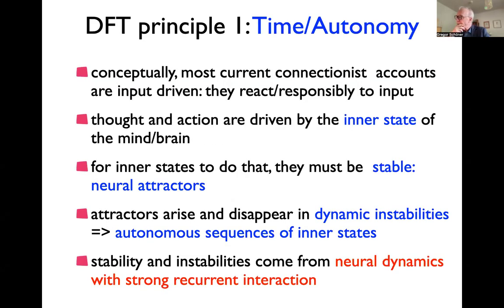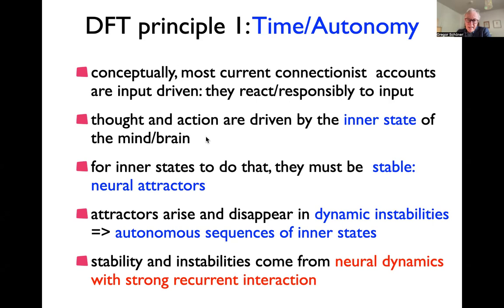The first principle we sometimes refer to as time, somewhat abstractly, or autonomy, but we'll make it very concrete shortly. And this comes from the insight that most connectionist accounts are ultimately conceptually input driven. That is, many of these networks are by themselves not doing anything. They're just waiting, reacting to some input, and then they give an output, react to that output. Not all networks. Again, DFT is part of connectionism. But that's certainly conceptually the framework. In that sense, quite still tied to information processing.